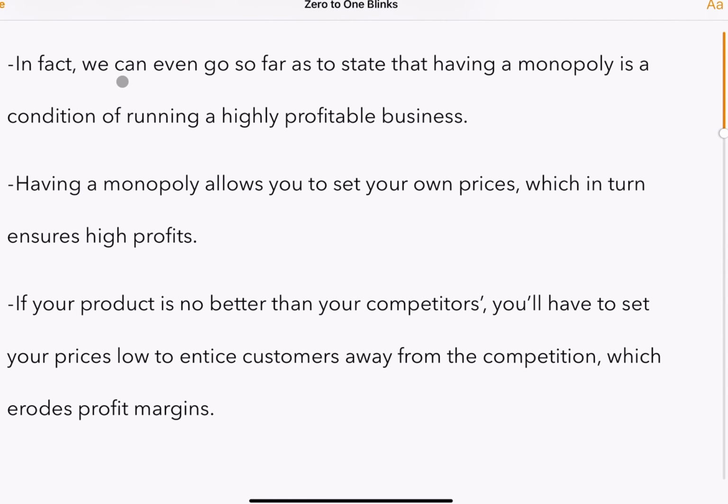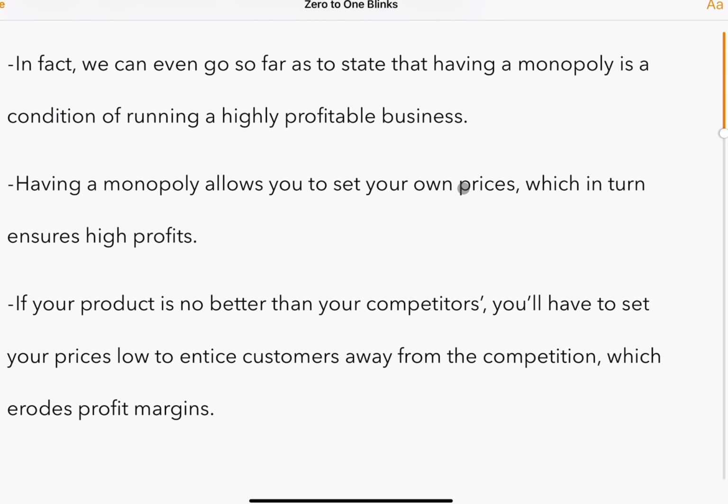We can even go as far as to state that having a monopoly is a condition of running a highly profitable business. Of course, Palantir is not highly profitable yet. We investors are hoping that will eventually be the case, but having a monopoly allows you to set your own prices, which in turn ensures high profits. Now, in Palantir's case, they can certainly set their own prices, but they need actual clients to be willing to pay those prices. So I'm sure there is a bit of an equilibrium where they're not charging whatever they want. They really have to stay in a reasonable price range.